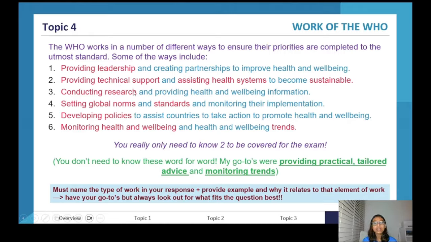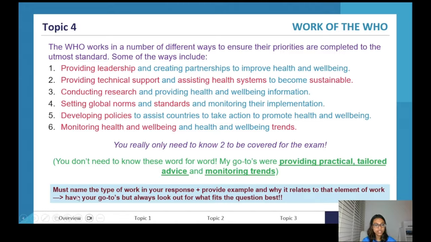So you don't need to know the different works word for word. That just means you won't lose a mark if you've not said the whole sentence when you're identifying the work. You just need to know the first little bit, and then you'll remember what it entails and what kind of examples to relate them to, like conducting research, like vaccine research, or whatever you need to use in your question.